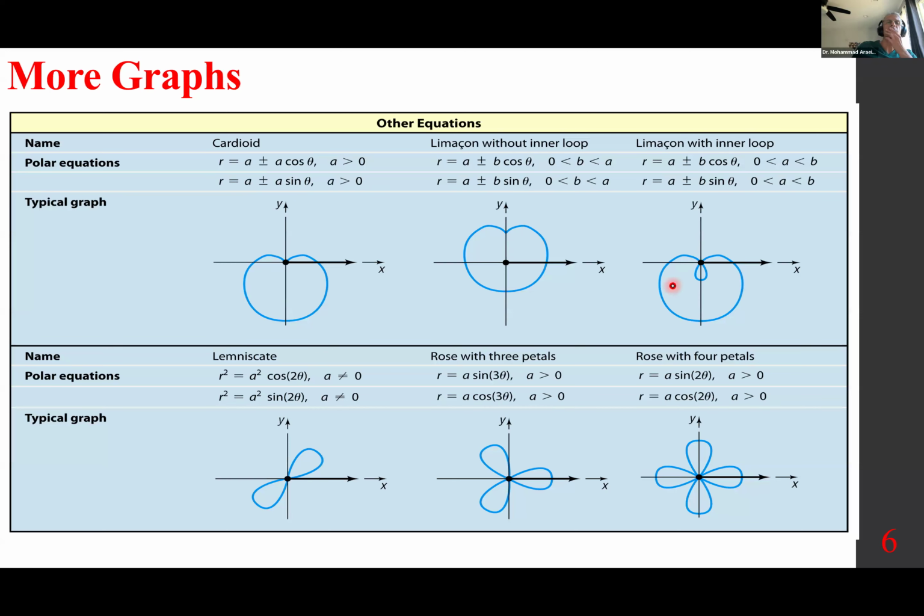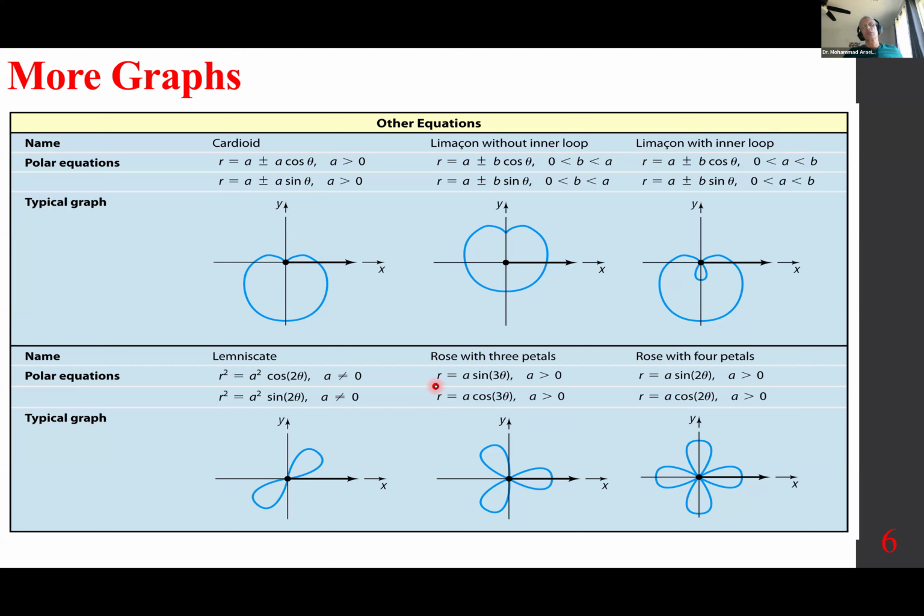And we have more graphs. Cardioid is in the form of a plus or minus a sine theta or a plus or minus a cosine theta, a plus or minus b cosine theta or sine theta. They give us limaçons without an inner loop or with an inner loop, depending on the values of a and b, which one is larger.